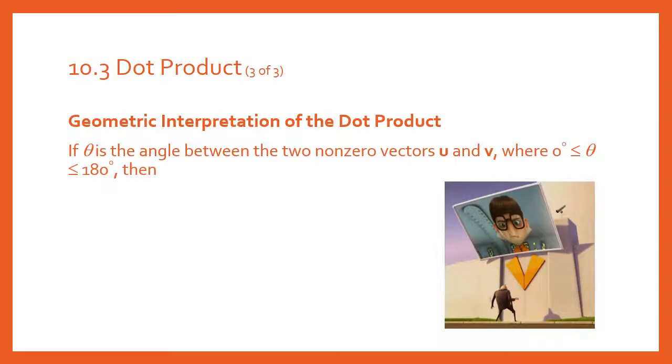Geometrically, if theta is the angle between two non-zero vectors, where theta is between 0 and 180, then u dot v is the same thing as the magnitude of u times the magnitude of v times the cosine of theta, or the cosine of theta is u dot v over the magnitude of u times the magnitude of v. So this is a way of finding the angle. If we have two vectors and we can find their dot product, we can find their magnitudes. We can then find theta.